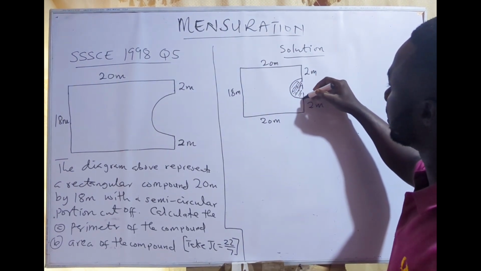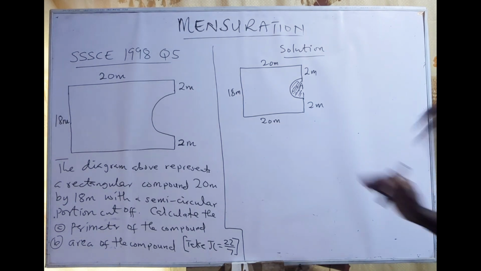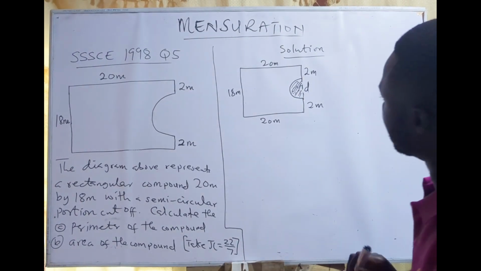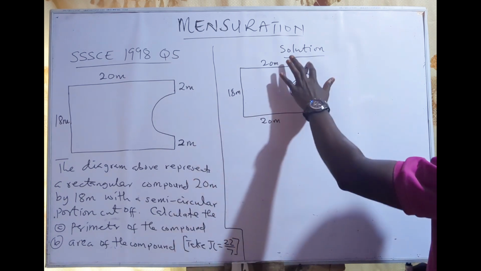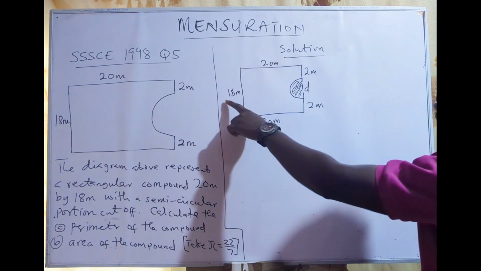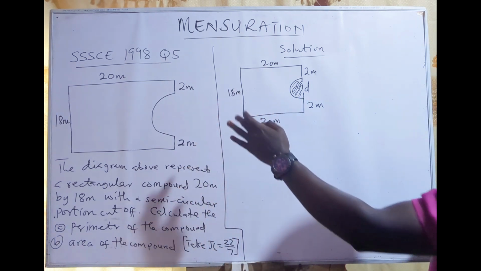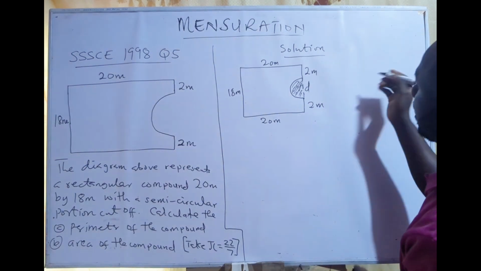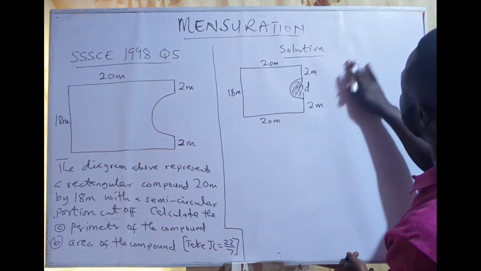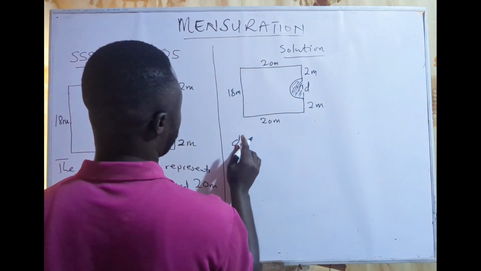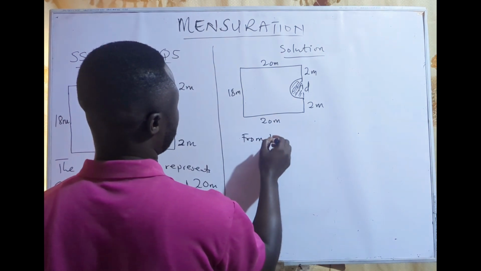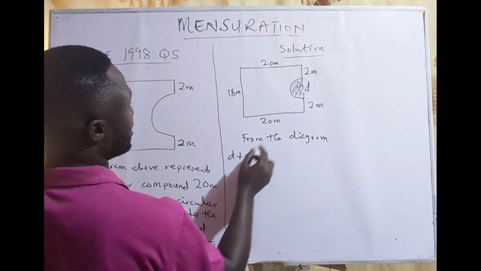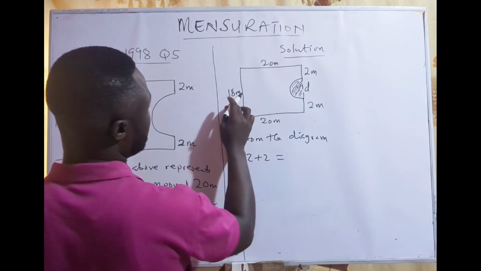So from here to here is the diameter. Let me put D here. If this side is the same as this particular side, and here is 2 and here is 2, that is 4. I take the 4 and subtract from 18, I'll get from here to here. Because it's a rectangle, if here is 18, the whole of this side will also be 18 meters. So from the diagram above, what I can say is that D plus 2 plus 2 here is the same as the 18.